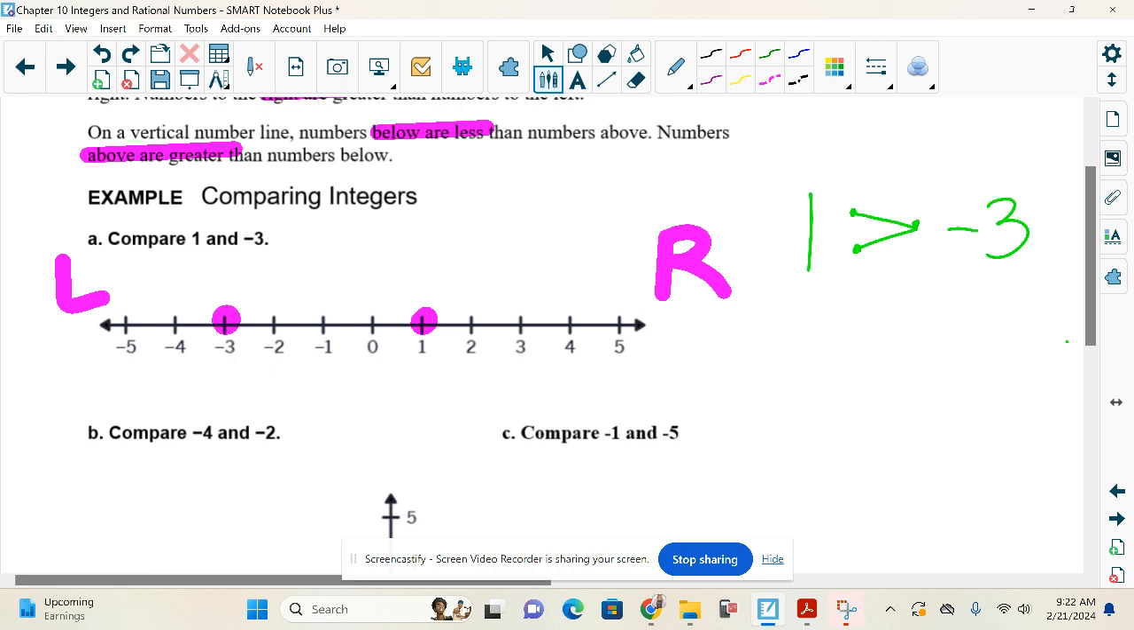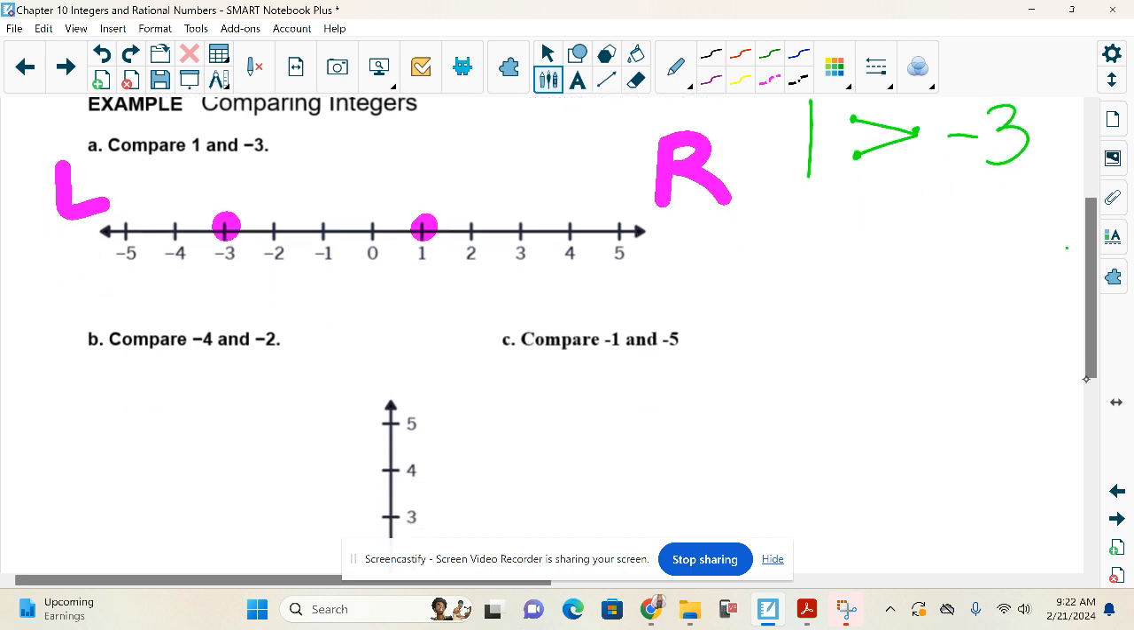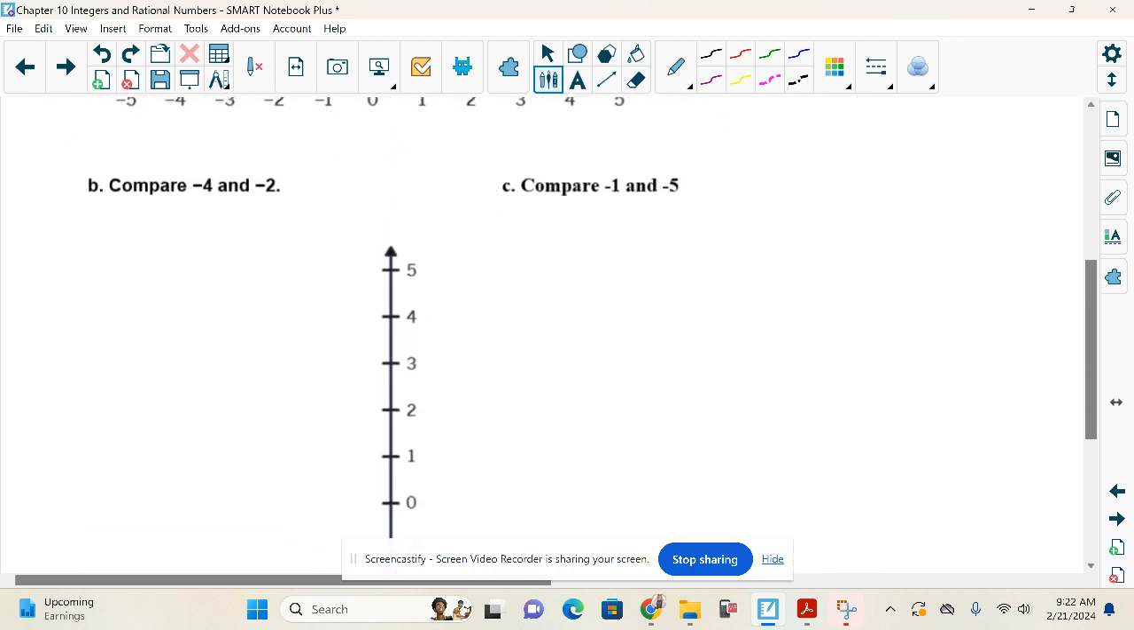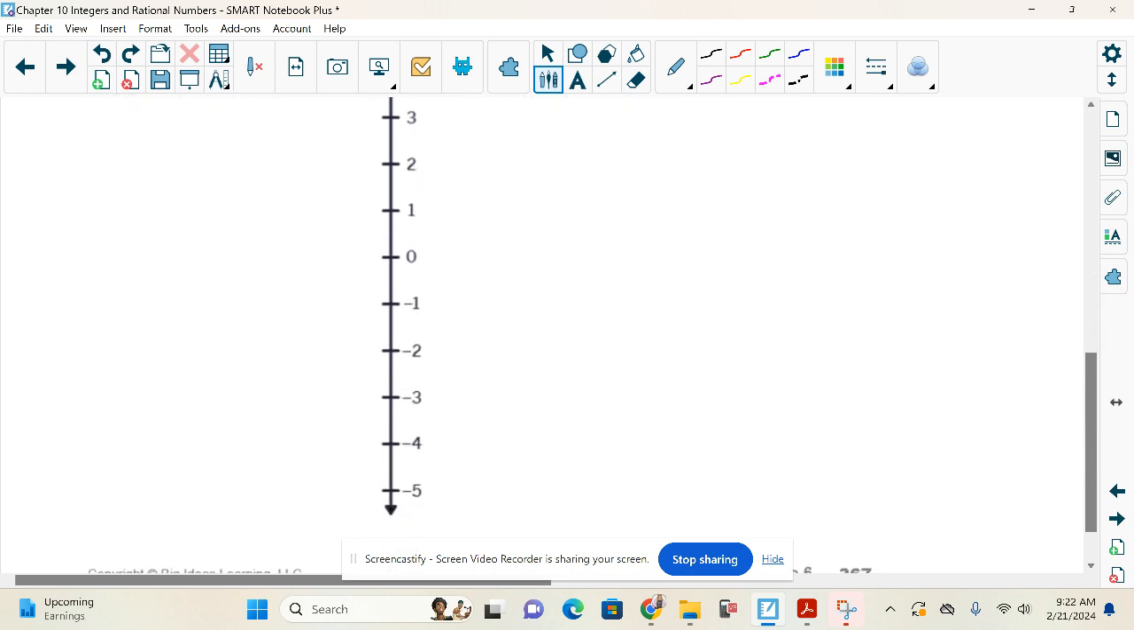So we would read this as 1 is greater than -3. And then I give us some examples to do with a vertical number line. They want us to compare -4 and -2. So here's -4 and here's -2. Do you see how -4 is lower than -2? That means -4, is that going to be smaller or greater than -2? Smaller, because its height is smaller.